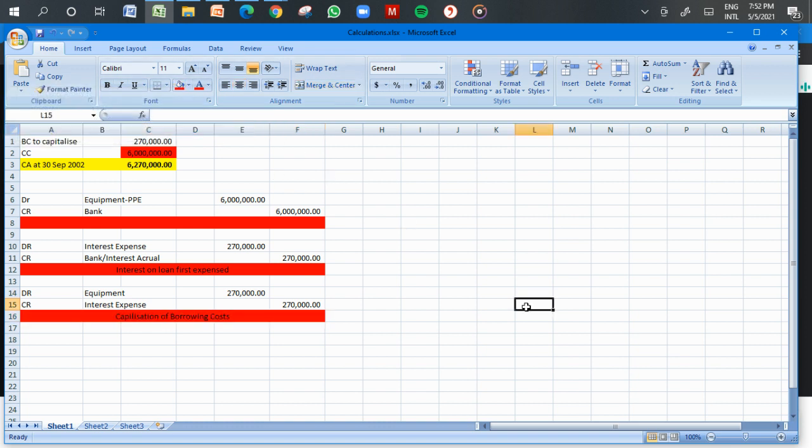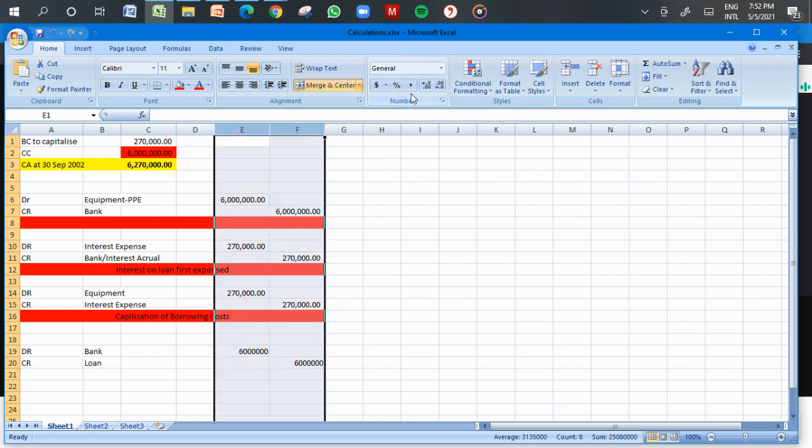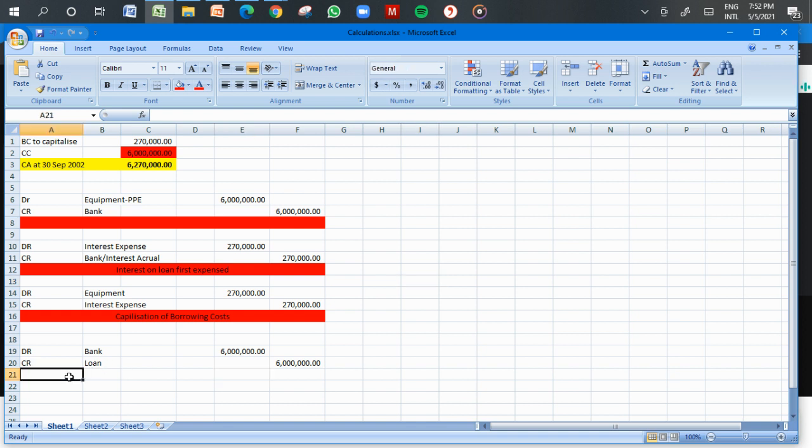So whenever you are required to do the journal entries, these are the journal entries that you do. Maybe another journal that we left, when we took the loan, obviously we are going to do this journal. We are going to debit bank because we are receiving money, which is the 6 million that we took. Then we are going to credit loan for 6 million. Okay. So this is another journal that we had omitted. So these are the four journals that you need to do.